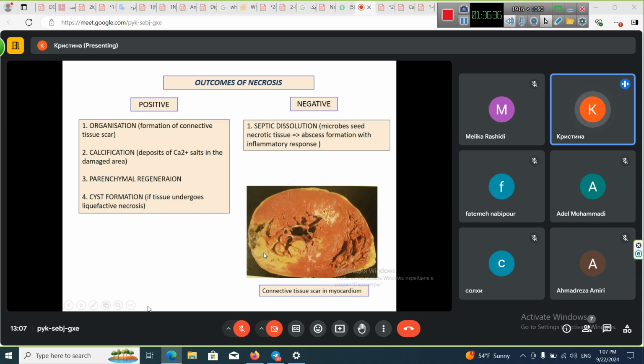For some reason, no blood came here, and all cardiomyocytes are dead now. And the area of the dead cells is now overfilled with connective tissue. So this area is the connective tissue scar in myocardium.